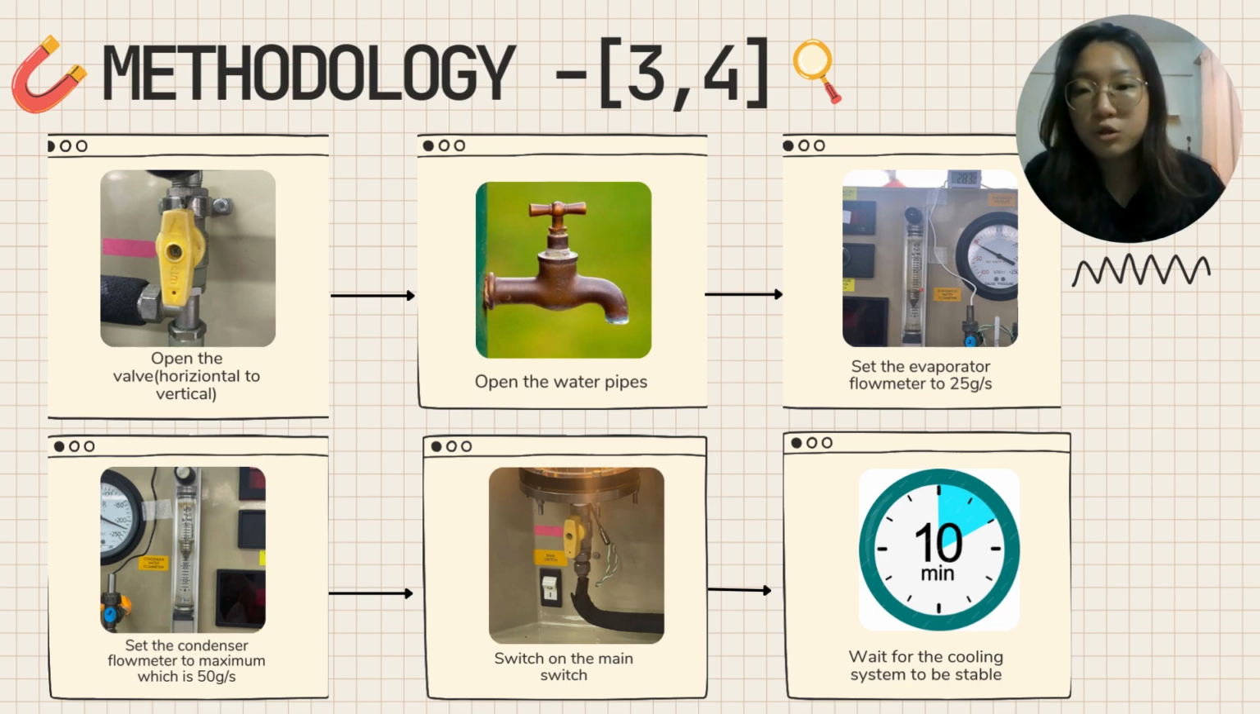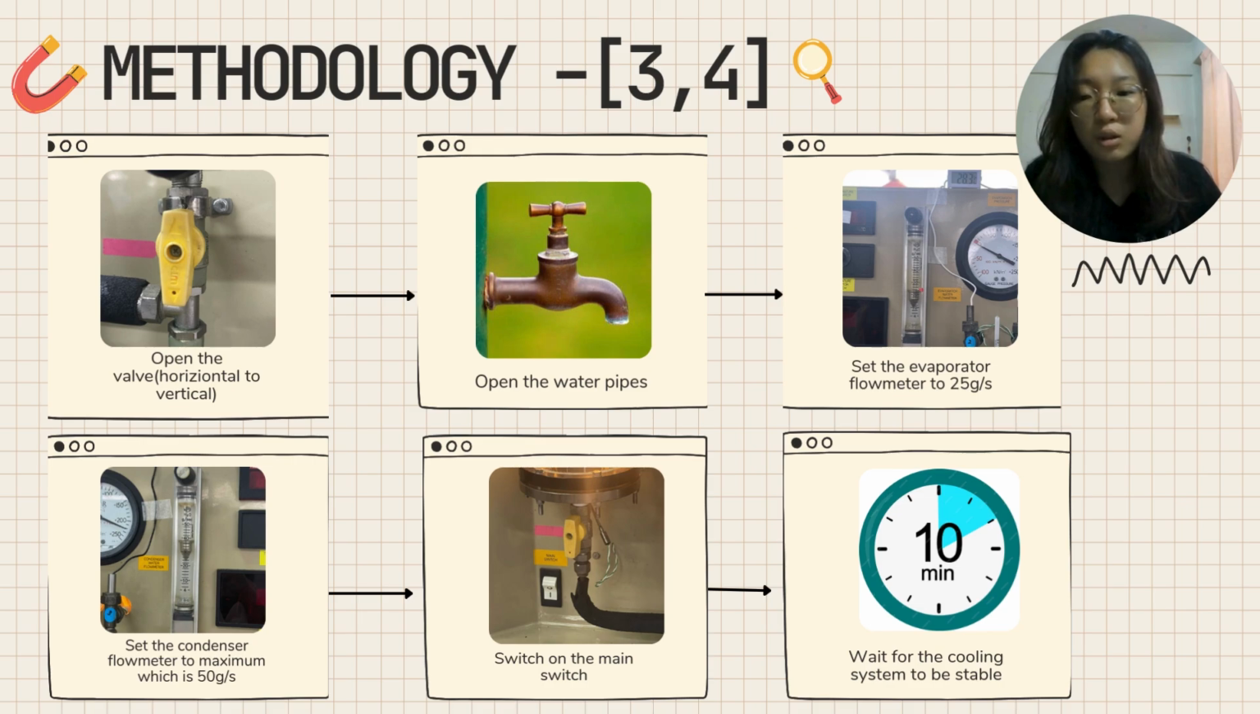So for the methodology, the first step is we open the valve, from horizontal to vertical. The second one is we open the water pipe and set the evaporator flow meter to 25 gram per second.